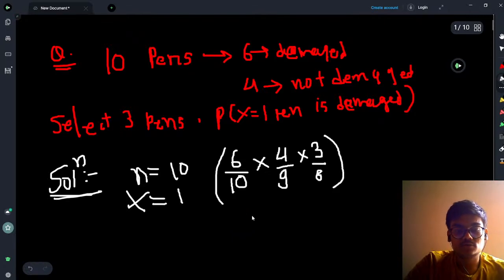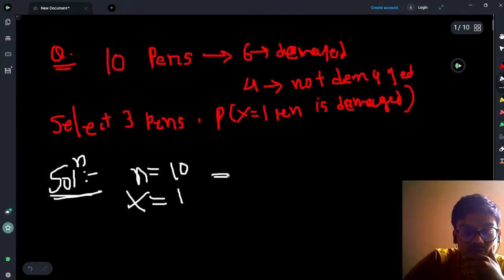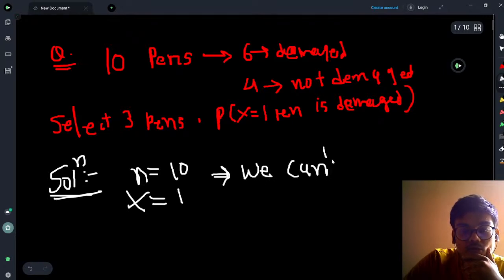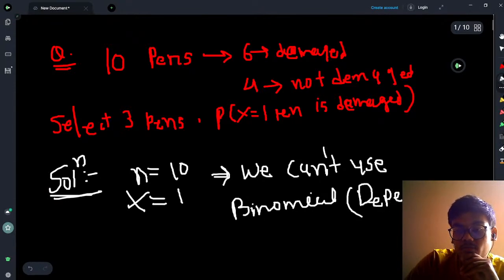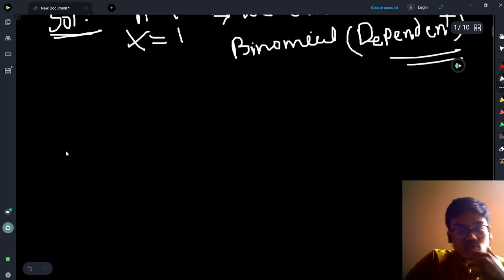So what can we use? Let's solve this question now. So this is the constraint. First let me write here: we can't use binomial, and the reason is dependent. Okay, now let's solve it.